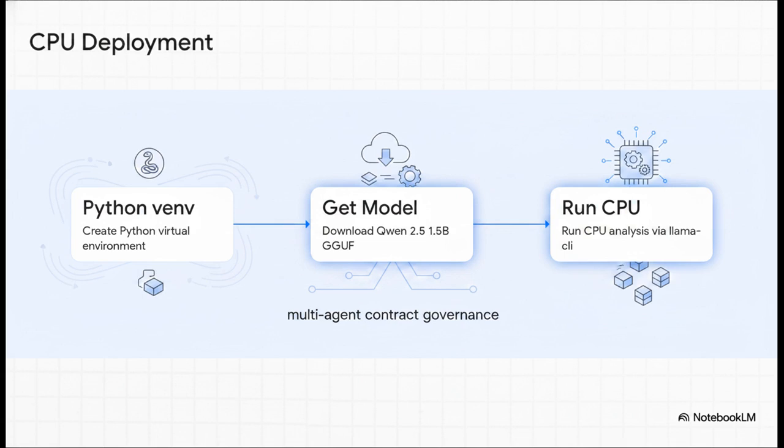Step 1, just create a standard Python virtual environment. Step 2, download a small local model, specifically the Qwen2.5 1.5 billion parameter instruct model in GGUF format, which is heavily optimized for standard processors. And step 3, you run the entire analysis on your CPU using the llama.cpp tool under the hood. There are no external API keys, no GPU memory limits. It is a completely self-contained offline environment.